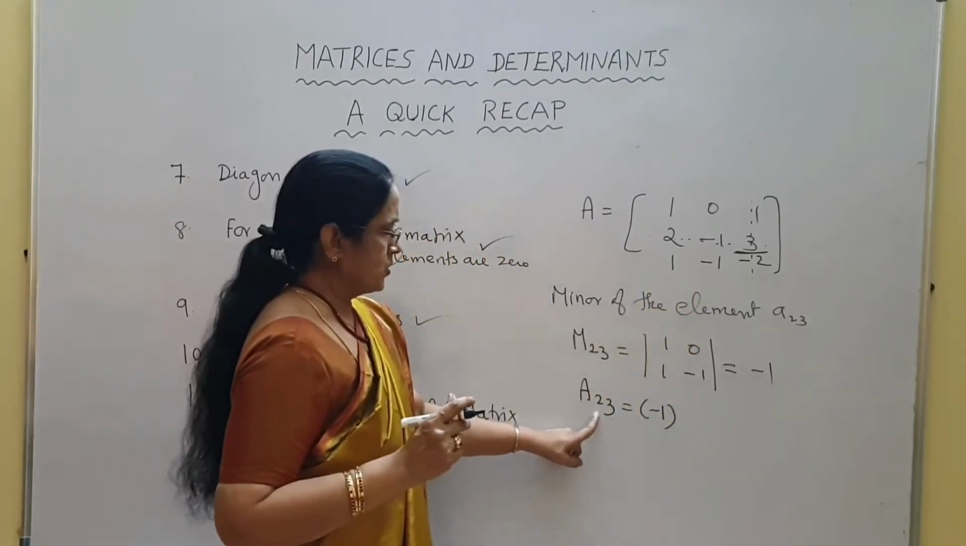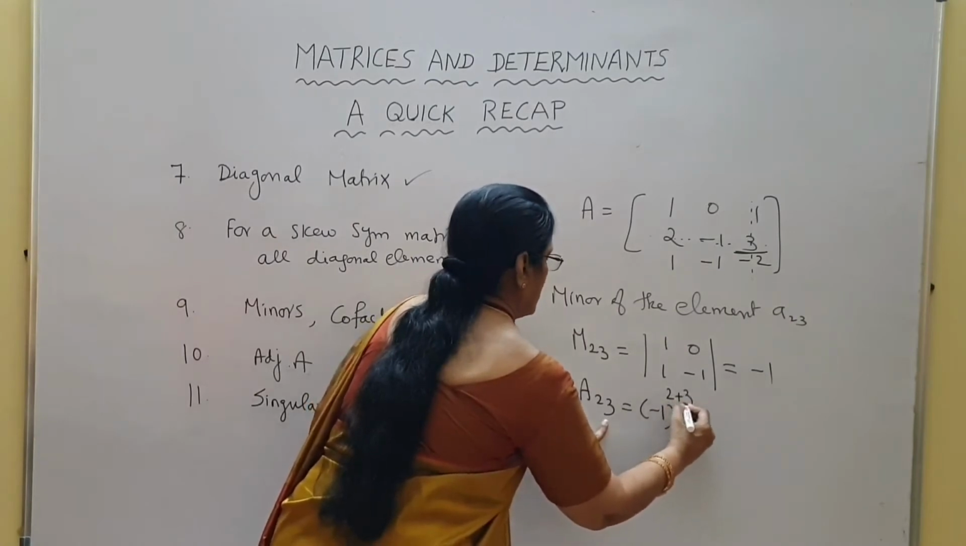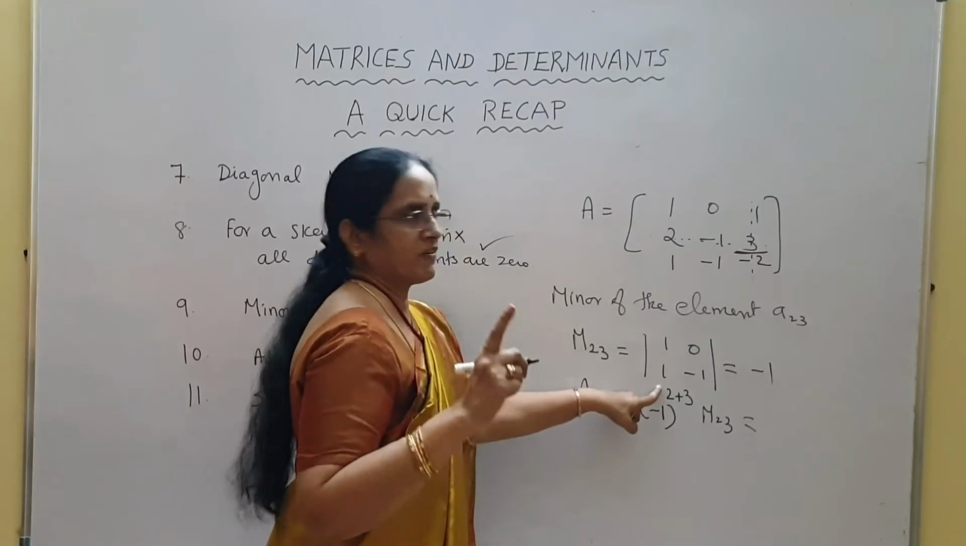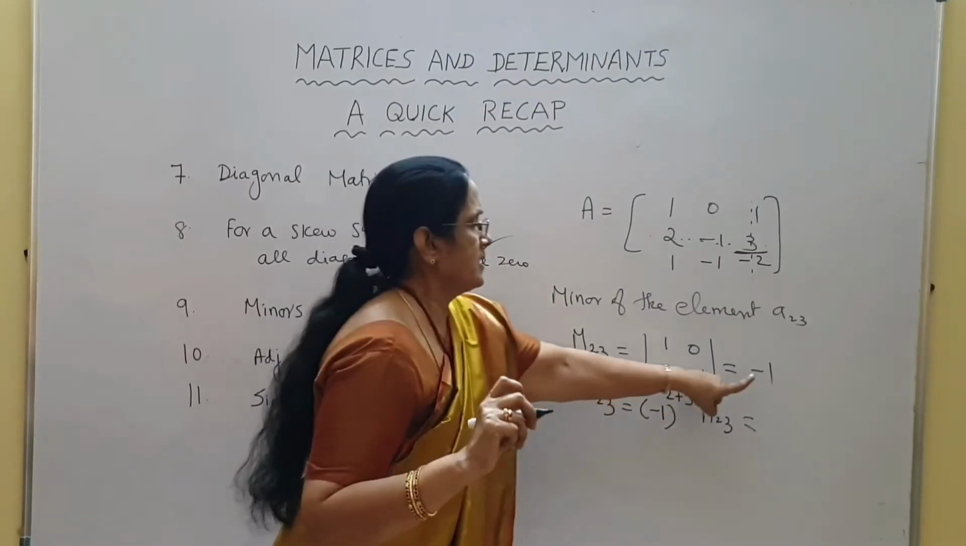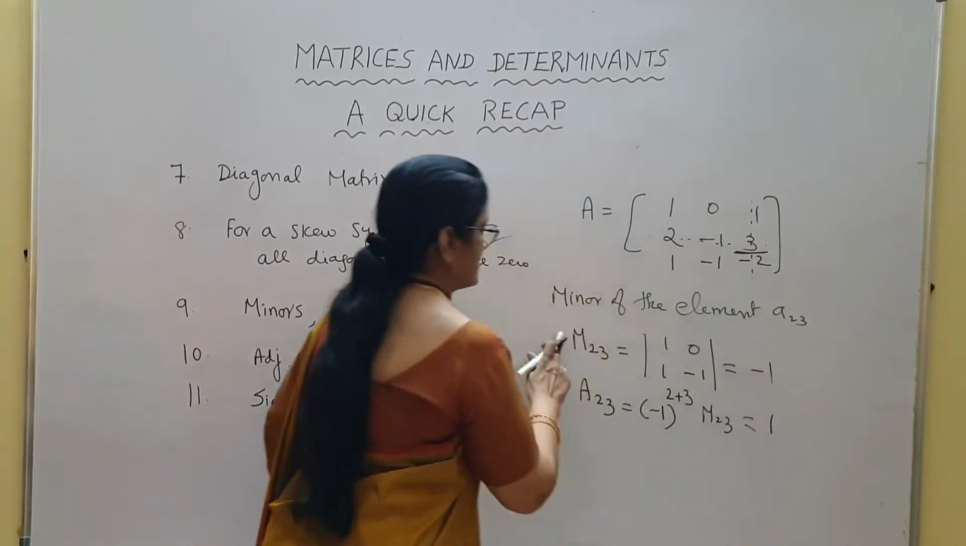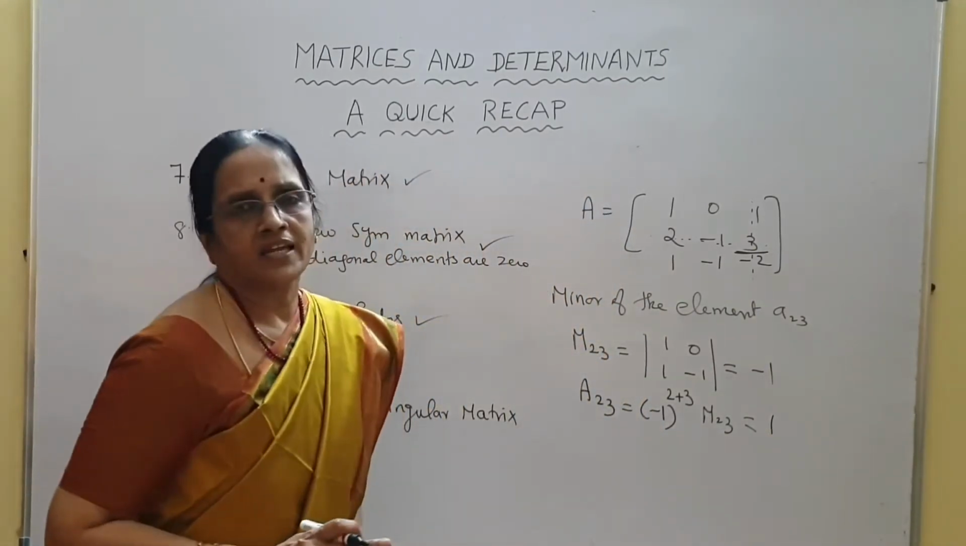j. i is 2, j is 3. So, 2 plus 3 into M23. Here it is minus 1 to the power 5, which is minus 1, into minus 1. So, the product is going to be 1. So, this is the minor of that element A23 and this is the cofactor of the element A23.